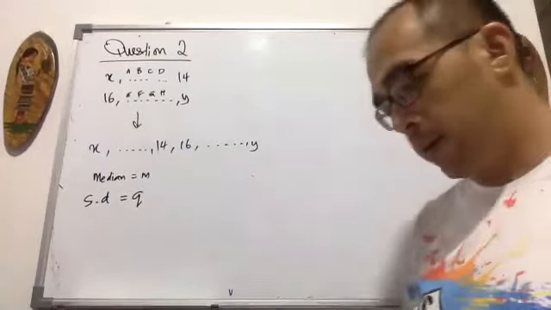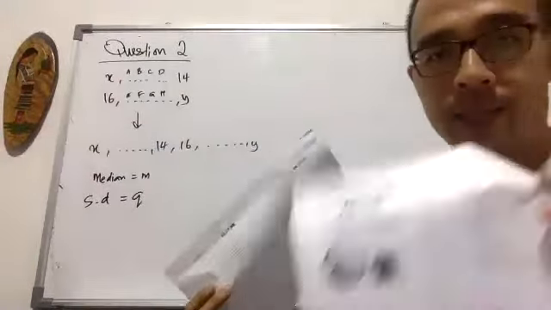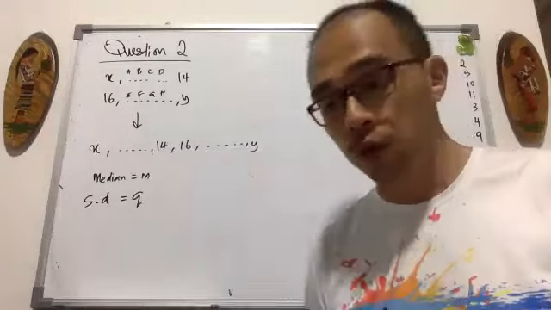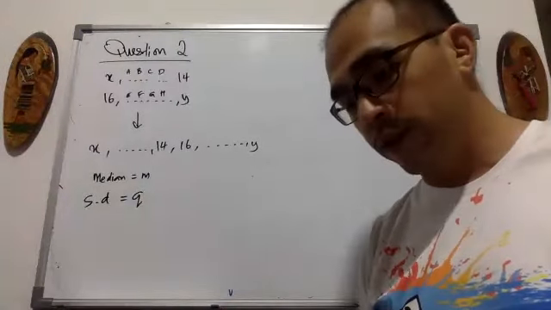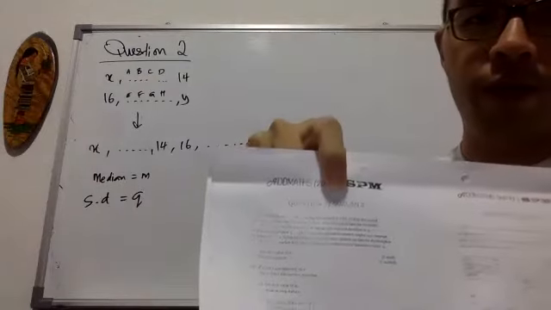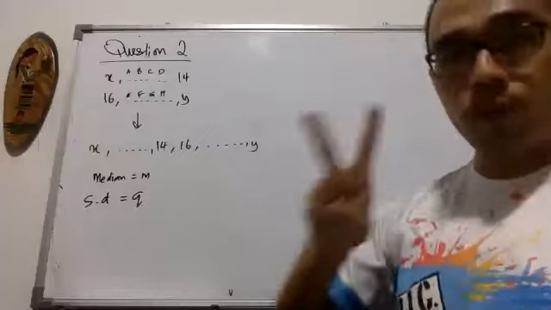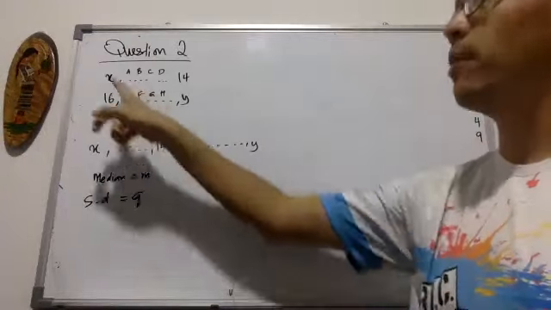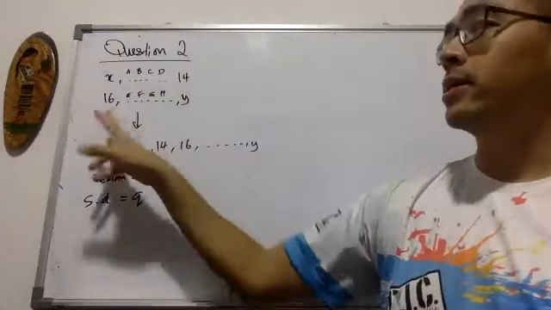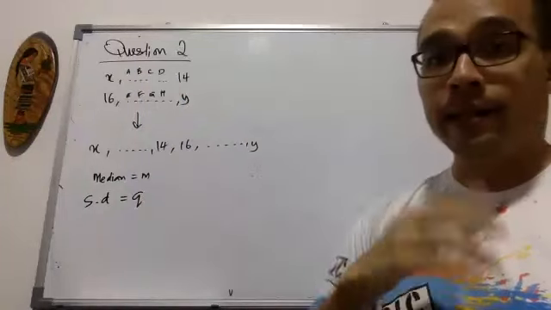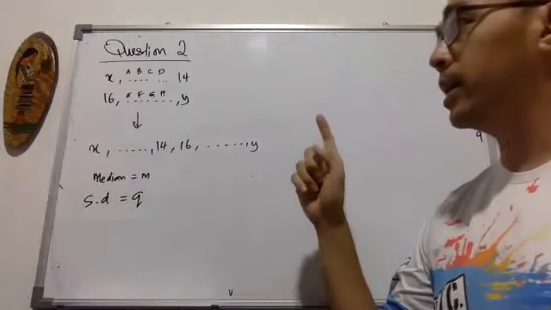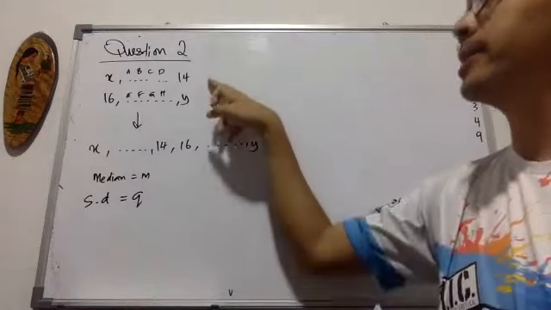Okay, so we are looking at the statistics questions from paper 2, and we're going to start with question 2 first, which is right over here. In question 2, you are given 2 sets of data. The first set is from X to 14, and the second set is from 16 to Y, and they tell you that the data is actually 6 and 6.